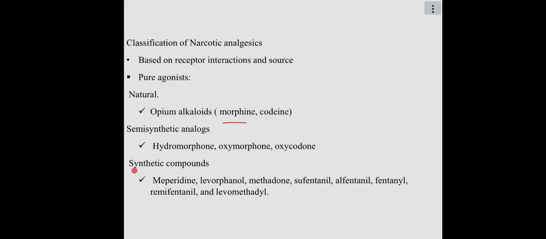Then we can also look at the synthetic compounds, because we have gone down to the bottom, and now we have some synthetic compounds which are also agonists. We have meperidine, levorphanol, methadone, sufentanil, alfentanil, fentanyl, methylfentanyl, and levomethadyl. Of course, there could be others, and it now makes more sense because we have mentioned all these compounds. When we say they are synthetic, it means they are not semi-synthetic; they are purely synthesized in the lab. Those are the synthetic compounds that are also pure agonists.